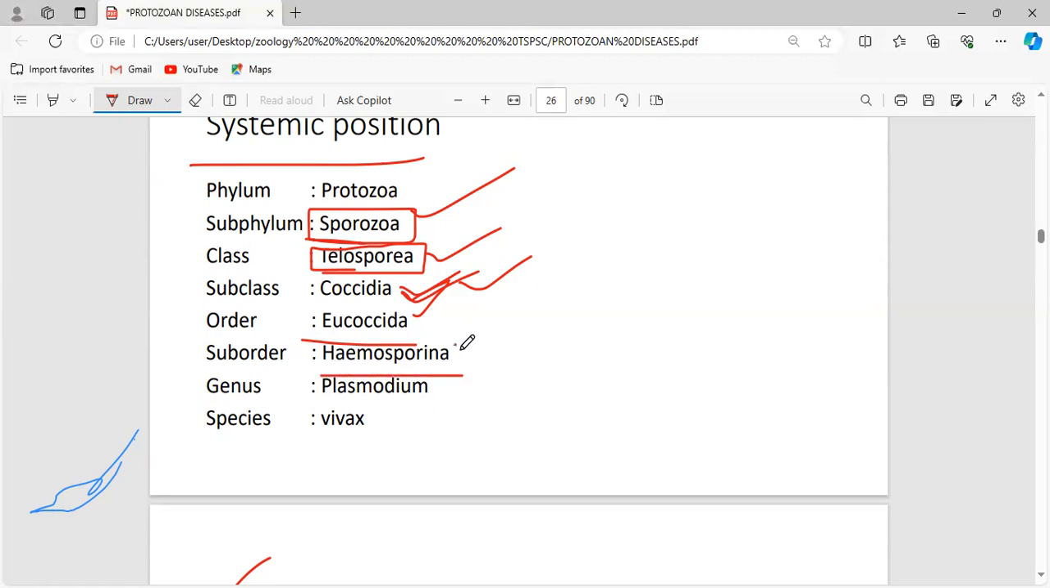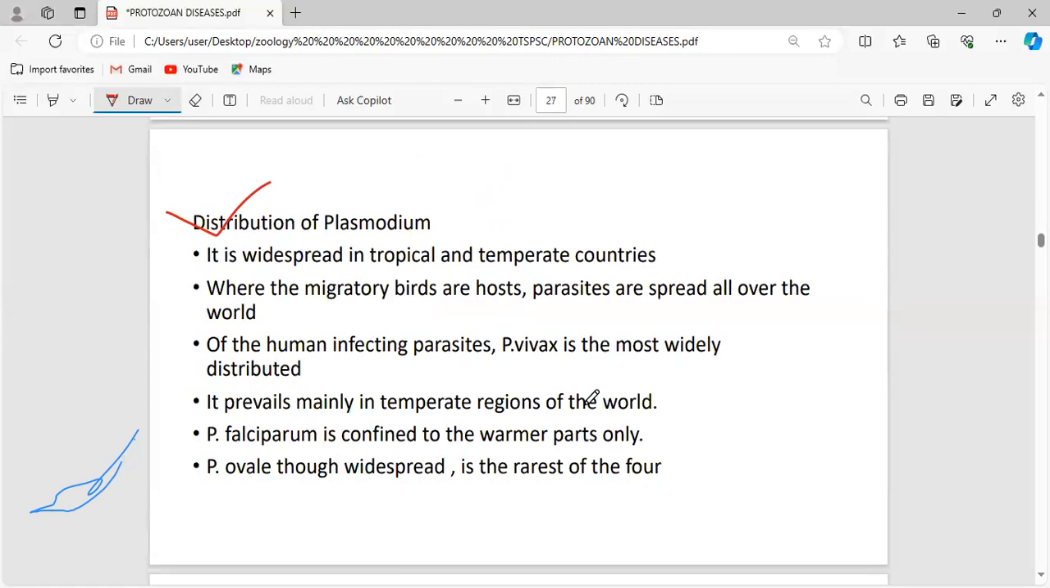See this suborder Haemosporina. They are the suborder of the protozoa in which the gametocytes develop independently. They are parasites, and at some stages of the life cycle they are in the blood cells of the vertebrates. They need blood cells to complete their life cycle. And the genus Plasmodium means these are unicellular eukaryotes. We know that Protista are unicellular eukaryotes that are obligate parasites of vertebrates and insects. Those are placed under Plasmodium. The species is vivax. Now we are going to see the vivax species.